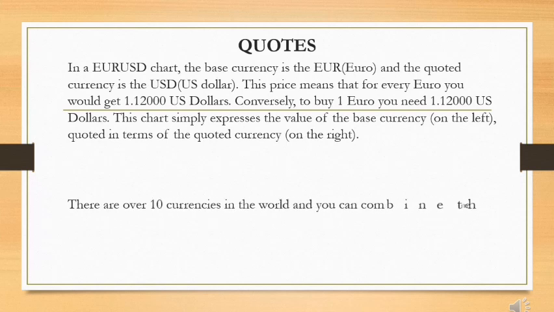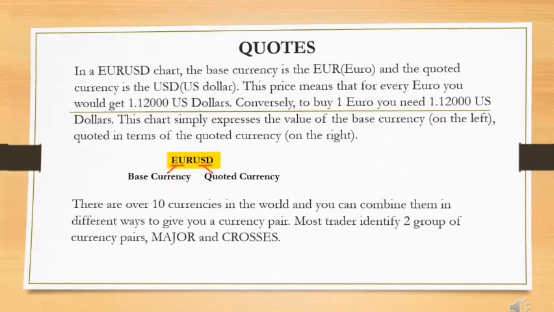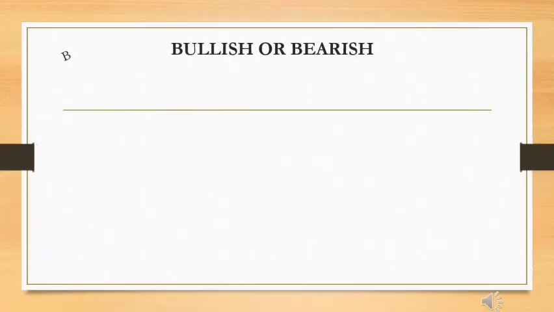There are over 10 currencies in the world, and you can combine them in different ways to give you a currency pair. Most traders identify two groups of currency pairs, majors and crosses. To show how serious you are, list down the major and cross pairs in your jotters.